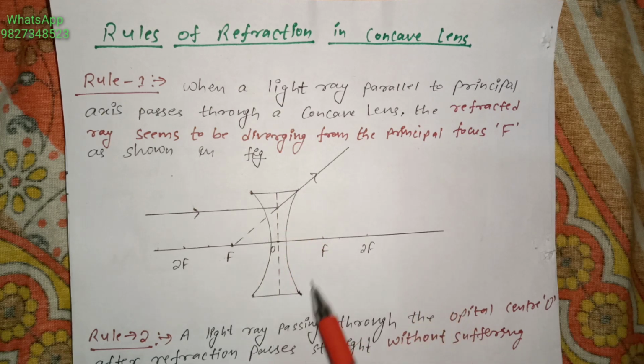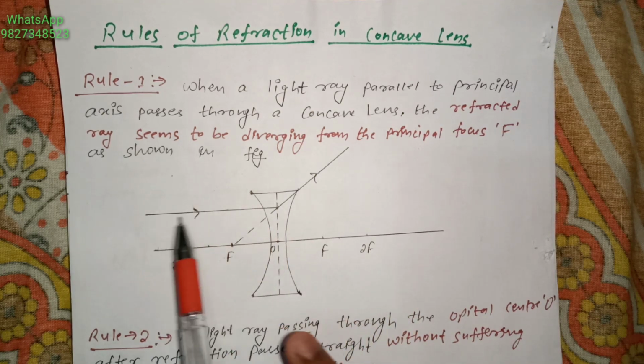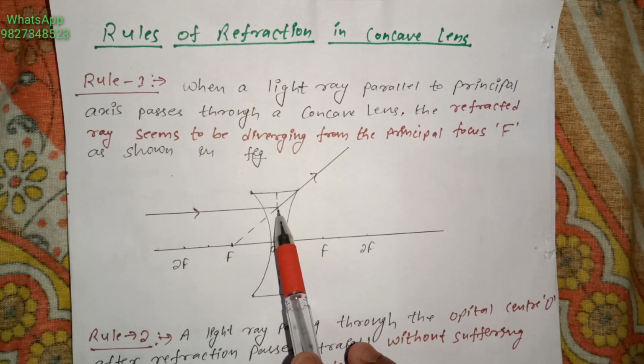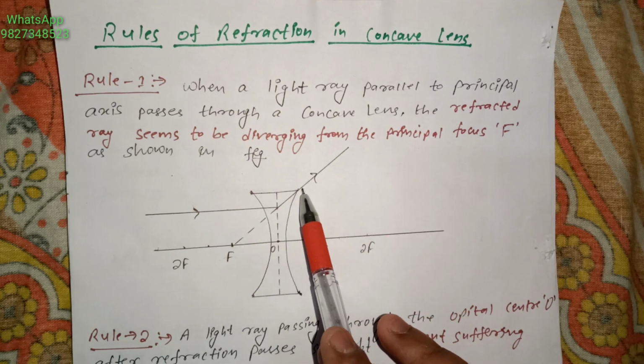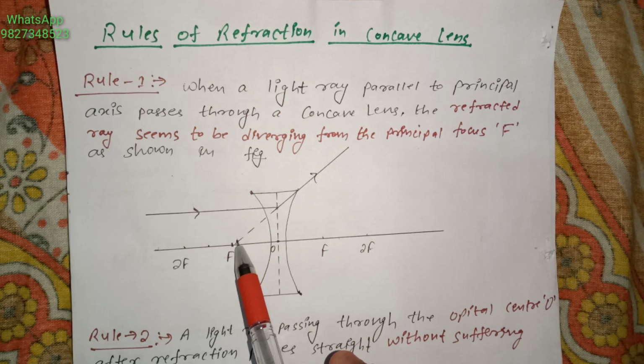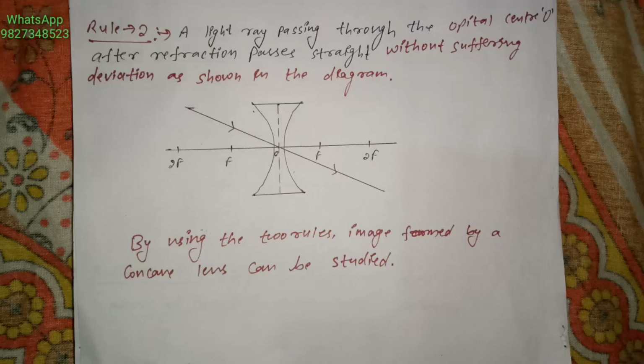Now let us consider a concave lens over here. This is the principal axis. Now let us consider a ray of light parallel to the principal axis. Then this light will strike the lens and will get diverged. So if we produce this diverged ray to the backward side, this will strike the principal focus. So this is the first rule.